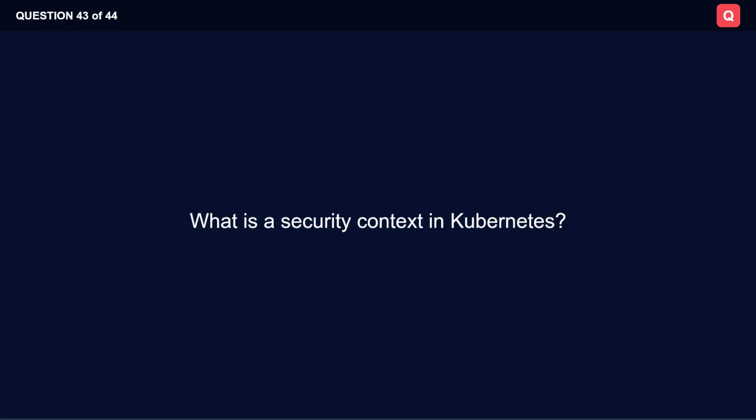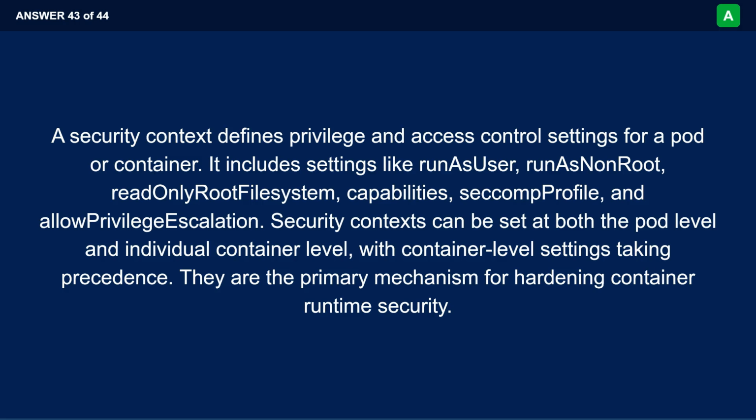What is a security context in Kubernetes? A security context defines privilege and access control settings for a pod or container. It includes settings like runAsUser, runAsNonRoot, read-only root file system, capabilities, seccomp profile, and allowPrivilegeEscalation. Security contexts can be set at both the pod level and individual container level, with container-level settings taking precedence. They are the primary mechanism for hardening container runtime security.